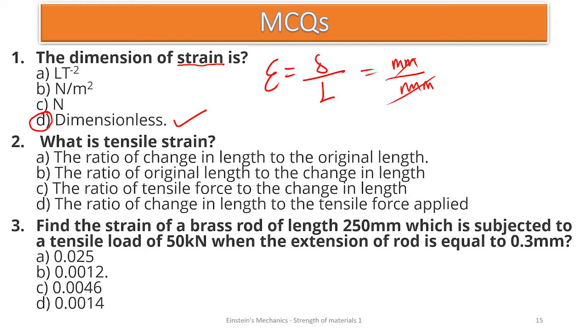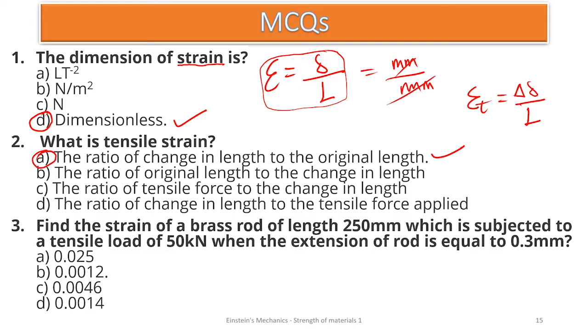Number 2, what is tensile strain? So what is strain? Just as I wrote the formula here, we have from the options the ratio of change in length to the original length. Yes, so tensile strain is the ratio of change in length over the original length. So the answer is A. Are we okay? It is A.